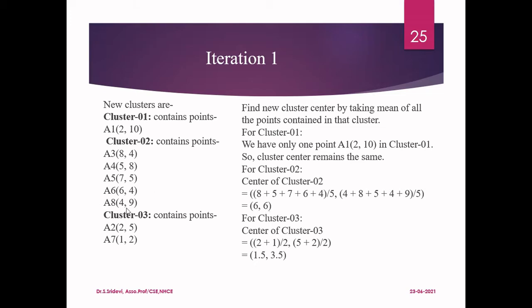6. Then for the third cluster, compute the new centroid, that is nothing but 2 plus 1 by 2, then 5 plus 2 by 2. So the centroid here is 1.5, 3.5. So now at the end of iteration 1, you have updated the centroids for all the 3 newly formed clusters. Now go to the second iteration.